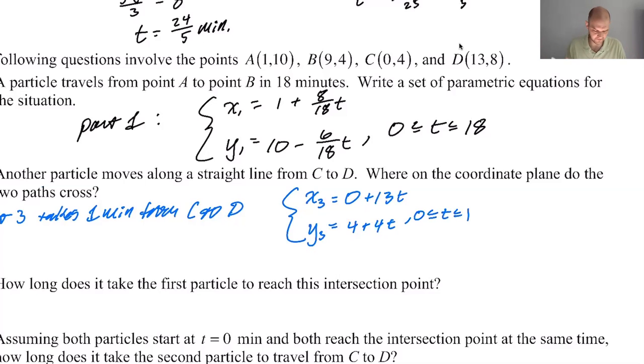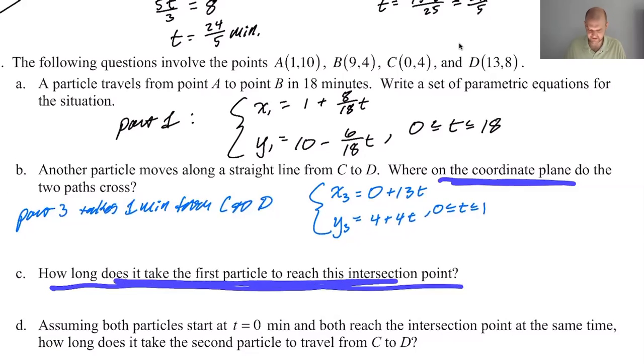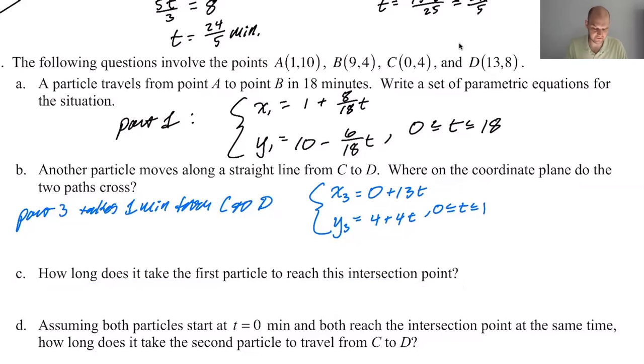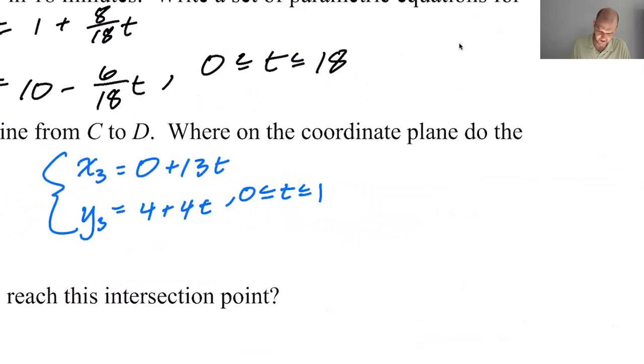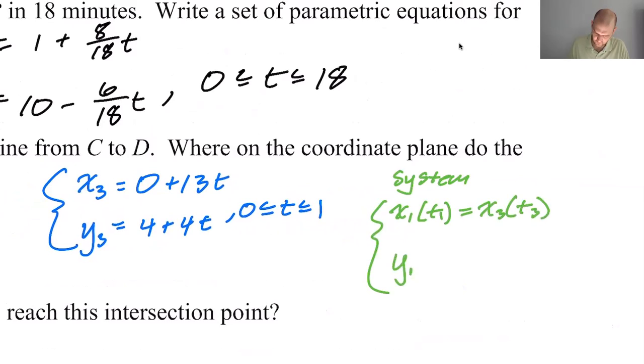So I'm going to use particle 3 to figure out both the intersection point and how long particle 1 takes to get there. So I'm going to do a system. I'm going to do the dummy variable system. So system, I'm also going to use a calculator for it. I'm going to do x1 of t1 equals x3 of t3, and then y1 of t1 equals y3 of t3.